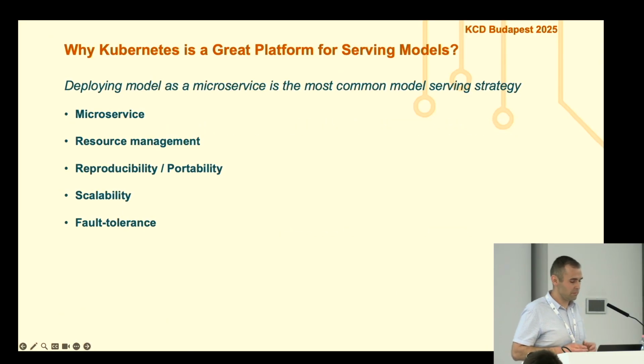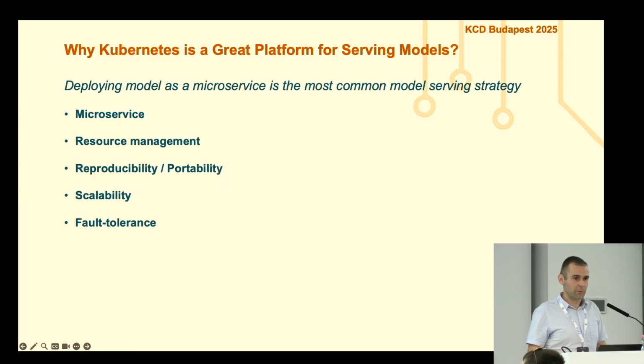So I was talking about model serving. Let me switch to the model deployment part. Deploying a model as a microservice is the most common model serving strategy. This is where Kubernetes becomes relevant. Kubernetes is a great platform, a container orchestration platform. It's designed to deploy microservices with resource management capabilities and load balancing.